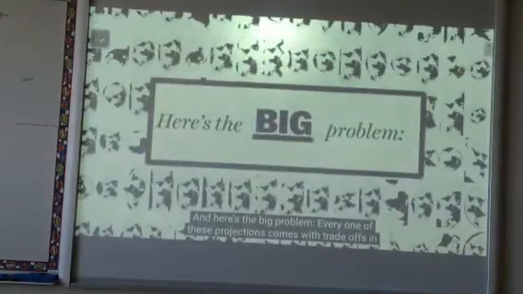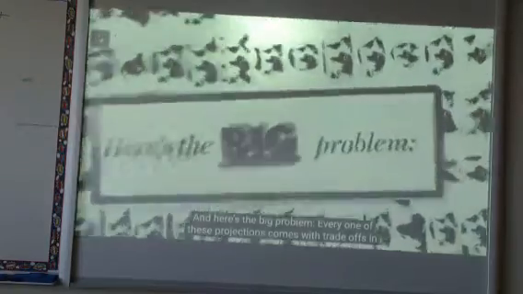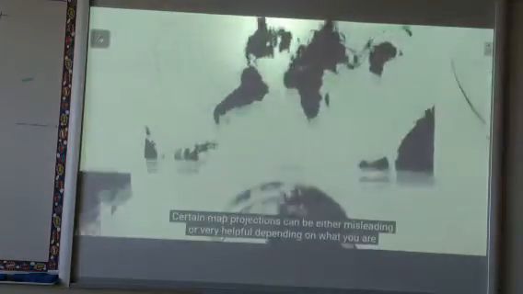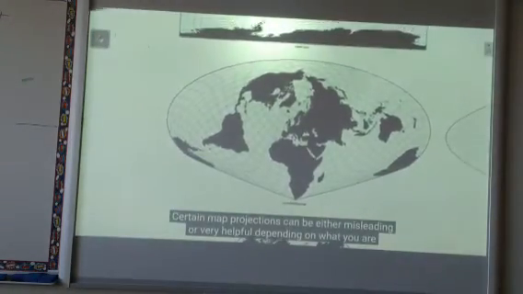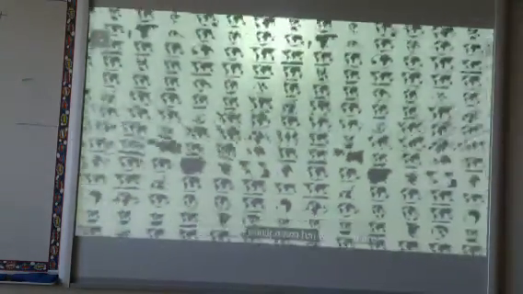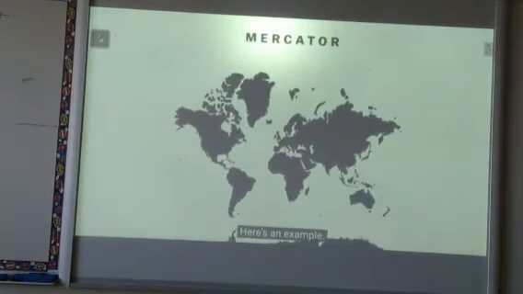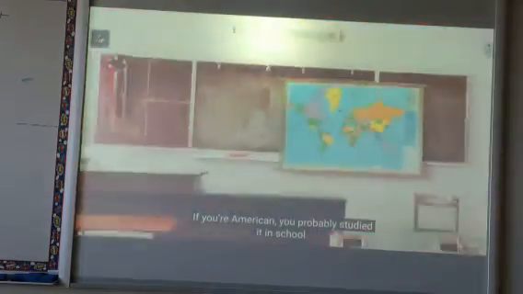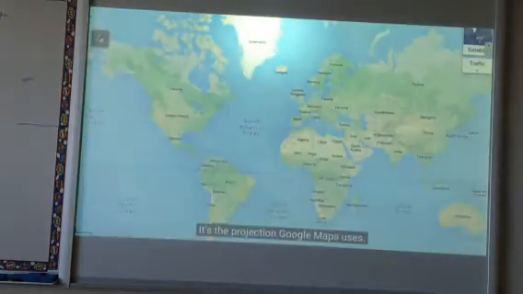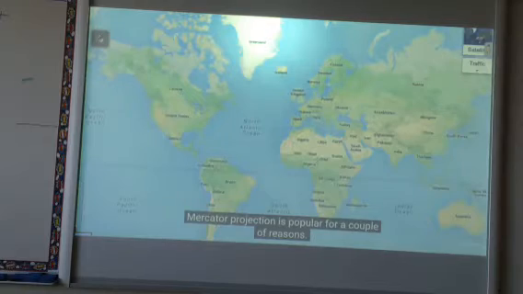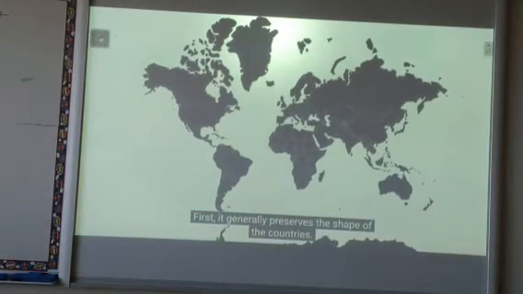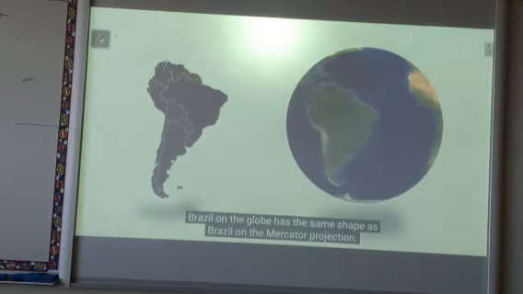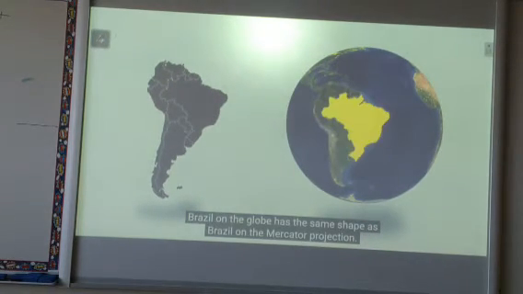And here's the big problem. Every one of these projections comes with trade-offs in shape, distance, direction, and land area. Certain map projections can either be misleading or very helpful depending on what you're using them for. Here's an example. This map is called the Mercator Projection. If you're American, you've probably studied this map in school. It's also the projection that Google Maps uses. The Mercator Projection is popular for a couple of reasons. First, it generally preserves the shape of countries. Brazil on the globe has the same shape as Brazil on the Mercator Projection.